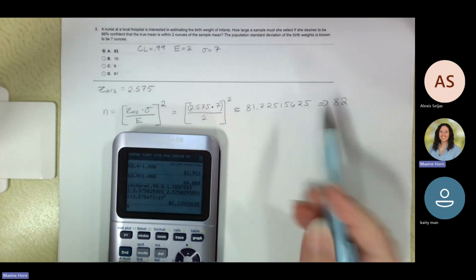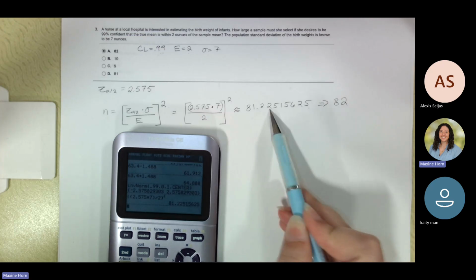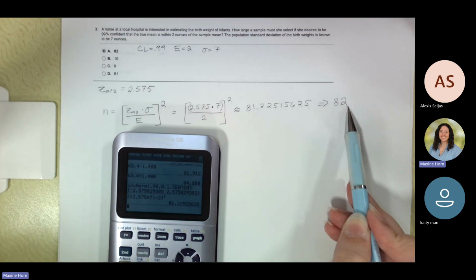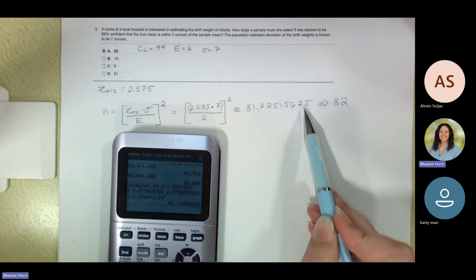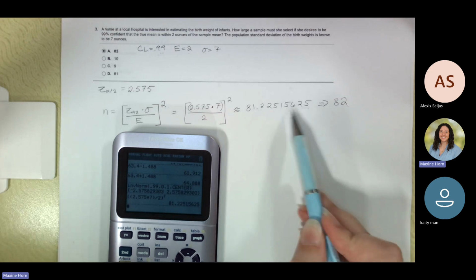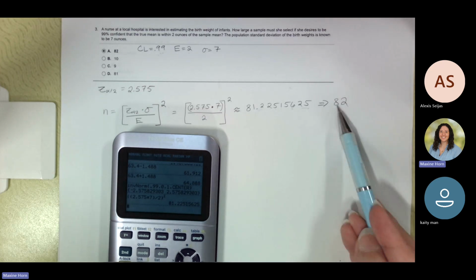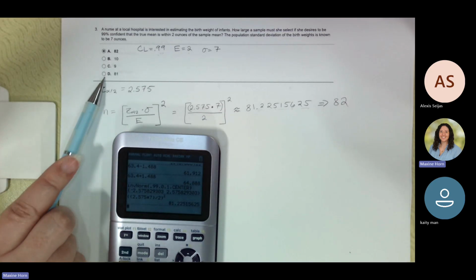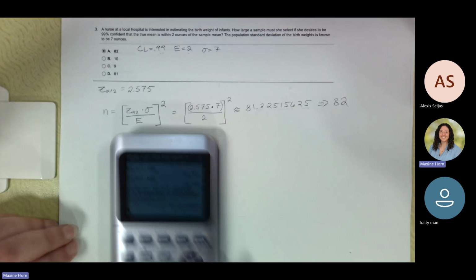Whatever this is, if you have any decimal over here at all, even if it's 0.000001, you need to go up to the next whole number. And it's very rare that you're going to get just a flat number like 0.0. I have yet to see a problem where the math works out that way. You're going to get a decimal, you have to go up to the next whole number. So that's why the answer is 82 and not 81. Okay? All right.